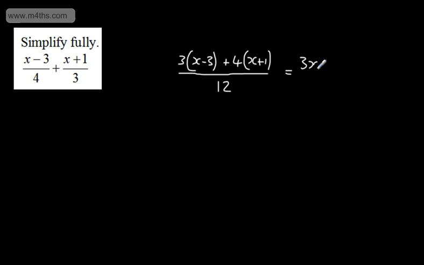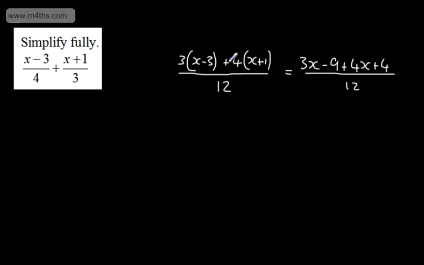Let's look at this one right here. What we're going to have now is a lowest common multiple of 12. I'm just going to write that as my denominator, 12. I need 3 lots of this one, so I'm going to have 3 lots of x minus 3. Then I'm going to have 4 lots of x plus 1. So expanding the numerator, we'll have 3x minus 9 plus 4x plus 4, and that will be over 12.